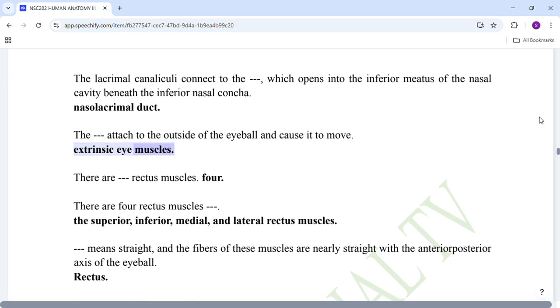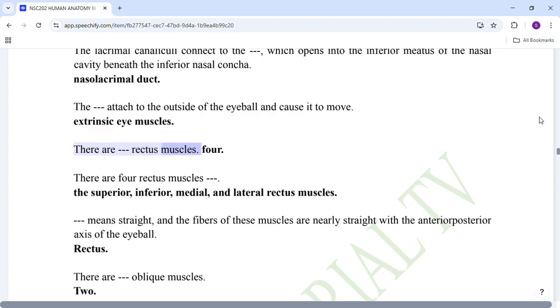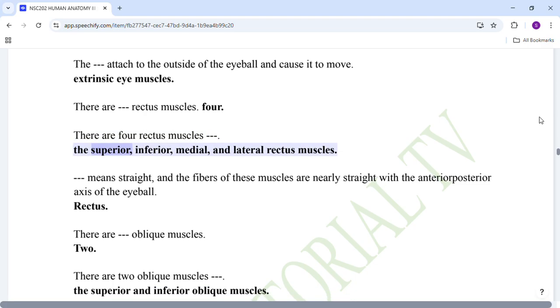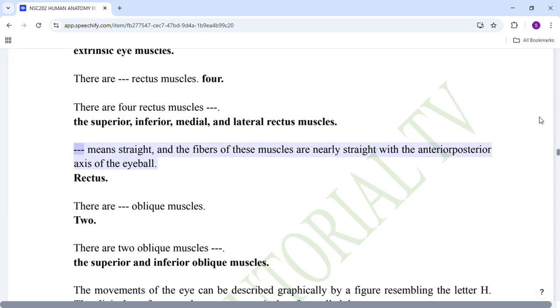The extrinsic eye muscles attach to the outside of the eyeball and cause it to move. There are four rectus muscles: the superior, inferior, medial, and lateral rectus muscles. Rectus means straight, and the fibers of these muscles are nearly straight with the anterior-posterior axis of the eyeball.